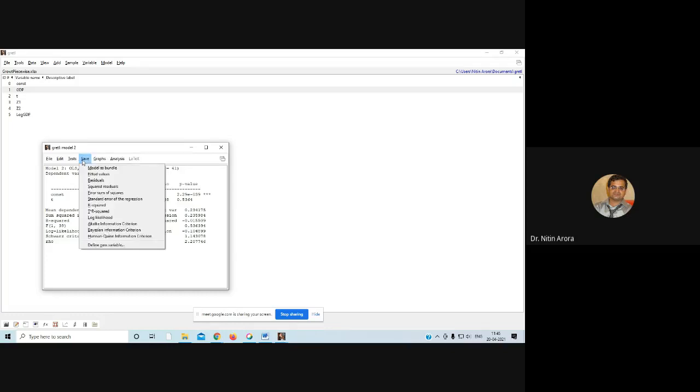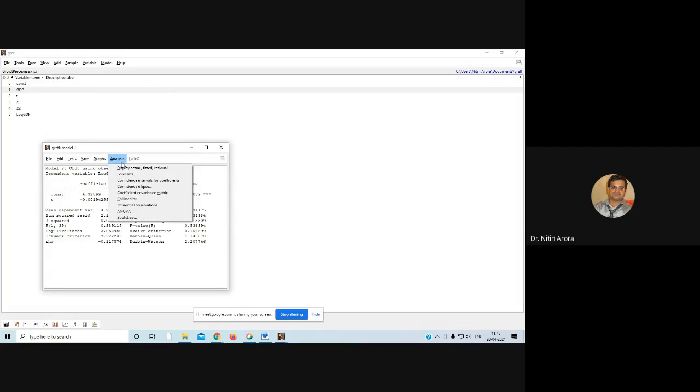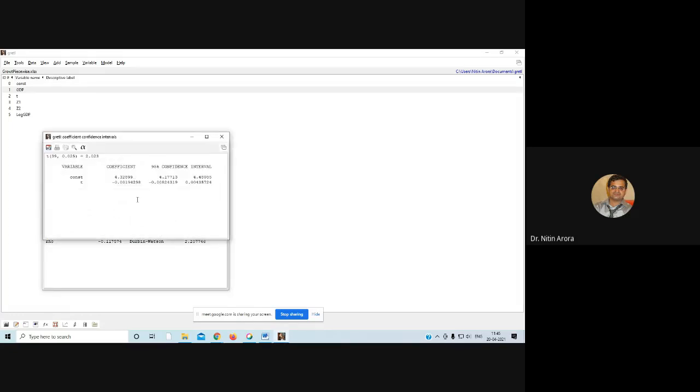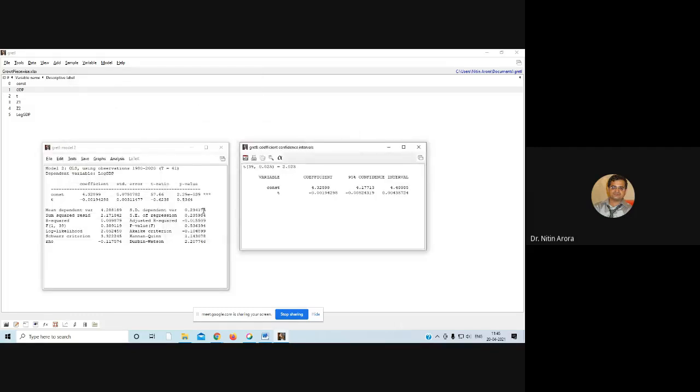We can also see the confidence interval for the coefficients. We can see it goes from negative to positive. The lower confidence bound is negative, and the upper is 0.004. Since this confidence interval contains 0, it means your coefficient is statistically insignificant. That has been observed with the p-value also. P is 0.53, much above 0.05. So the coefficient is statistically insignificant.